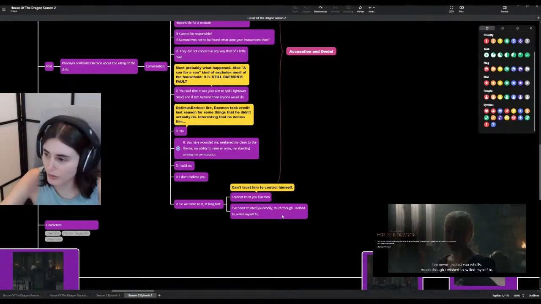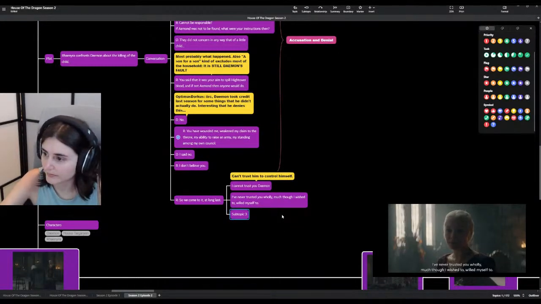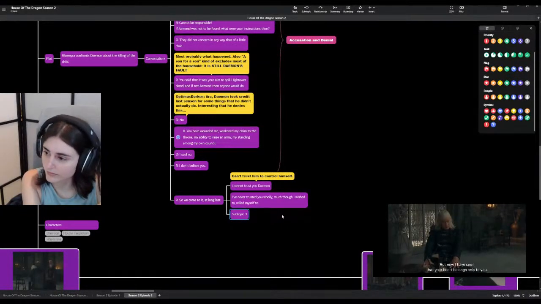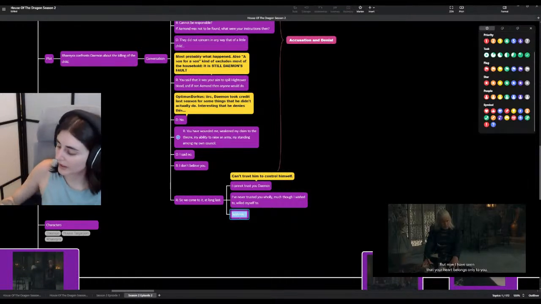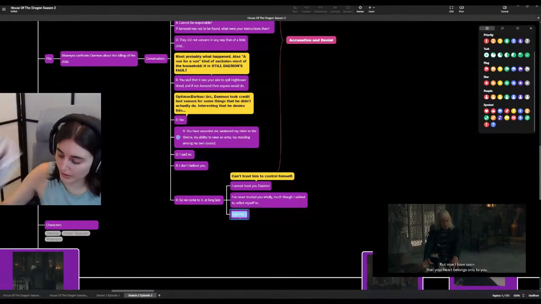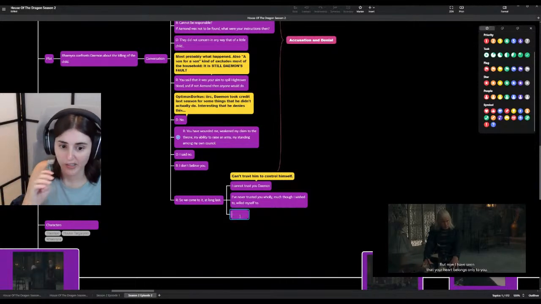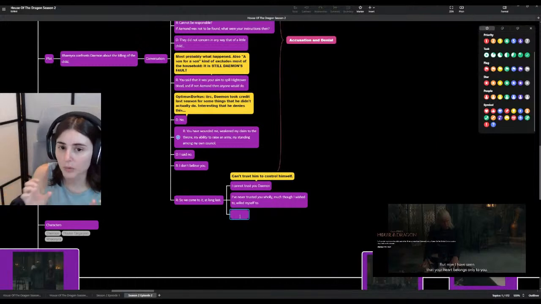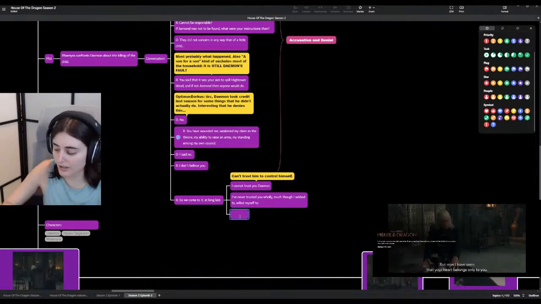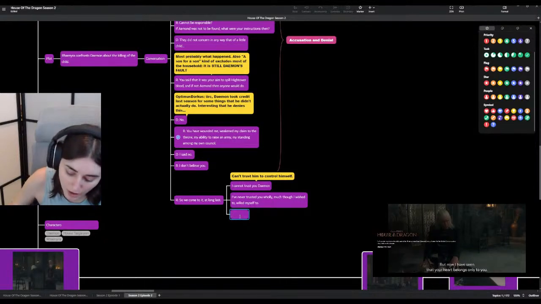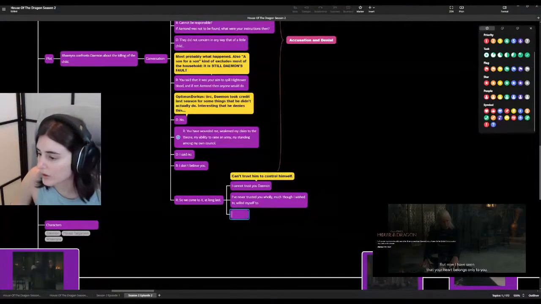Never trusted you wholly, much though I wish to wield myself too. Cool. But now I have seen that your heart belongs only to you. Ooh, that was the quote that I was going to put in the diagram, because usually with the diagram I don't put the whole freaking dialogue in. I will put a little quote box, and that was one of the things I was going to do. Your heart belongs solely to you.